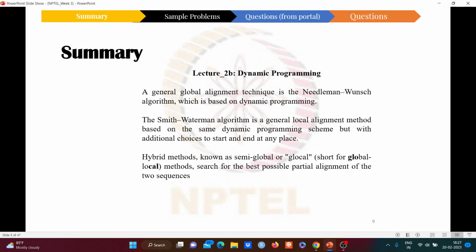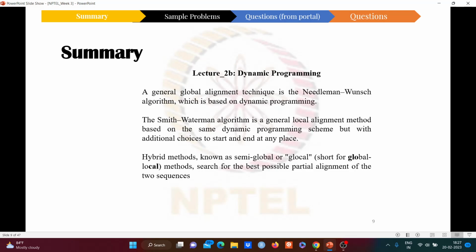Okay, let us move on to the dynamic programming methods. We have discussed these dynamic programming methods, that is global alignment and local alignment. Global alignment attempts to align every residue in the sequence and is most useful when the sequences in the query are similar and of roughly equal size. A general global alignment technique is the Needleman and Wunsch algorithm, which is based on dynamic programming. Coming to local alignment, it is mostly useful for dissimilar sequences that are suspected to contain regions of similarity or similar sequence motifs within their large sequence context.